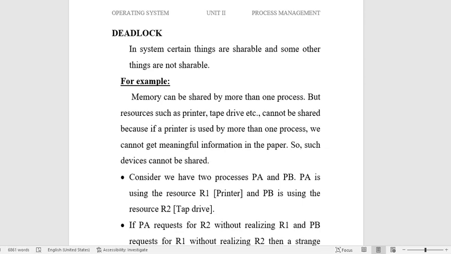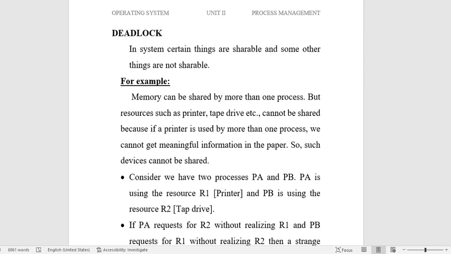So let us take a real-time example. If two persons are there, person A and person B. Person A is having a pen and person B is having a notebook. If person A is waiting for the notebook and person B is waiting for the pen, this will not happen. Either they have to share. If they are not going to share, then the deadlock will occur. A similar situation will happen in your system also.